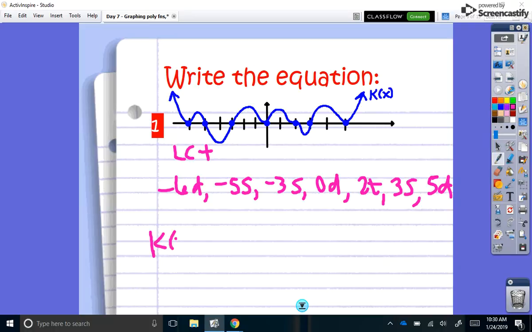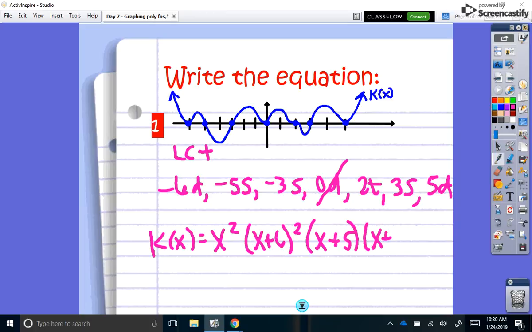So I'm going to say k of x equals, you always put your 0 first, so this will be x squared, and then I'm going to do x plus 6 squared, x plus 5, x plus 3. Now this should keep going this way, but I'm going to come down since I ran out of room. So I have those taken care of. I need x minus 2, it's a triple, so to the third, and x minus 5 to the second.